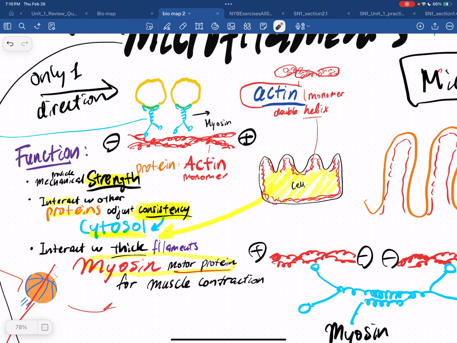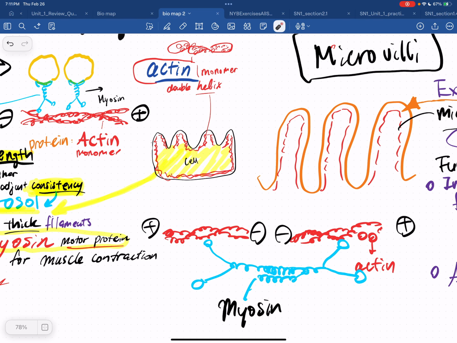Actins are also proteins, and these provide mechanical strength, which is muscle contraction, we'll see later. They interact with other proteins and adjust the consistency of the cytosol, and we can see that from here.